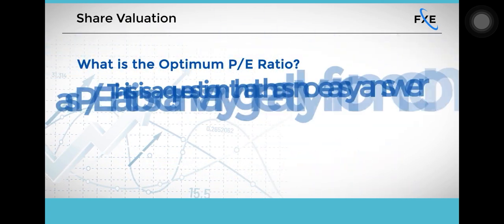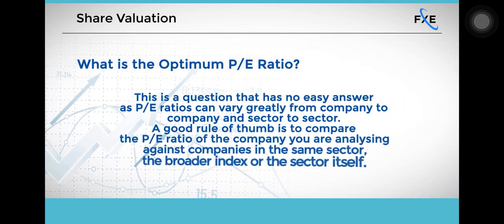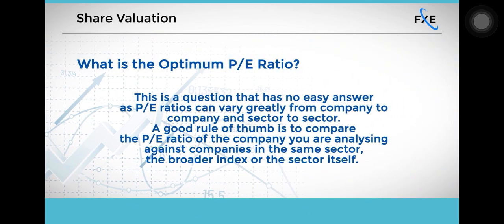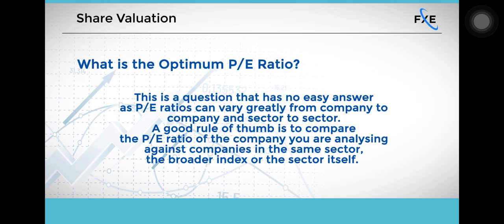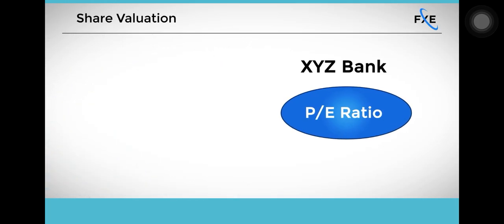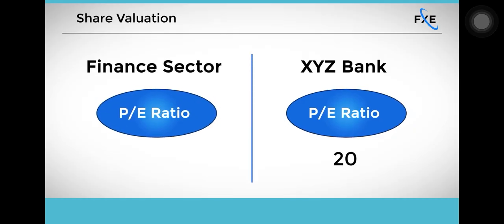So what is the optimum PE ratio? This is a question that has no easy answer, as PE ratios can vary greatly from company to company and sector to sector. A good rule of thumb is to compare the PE ratio of the company you are analyzing against companies in the same sector, the broader index or the sector itself. As an example, if XYZ Bank has a PE ratio of 20 and the finance sector index has a PE ratio of 28, this may indicate that XYZ is cheap relative to its peers and may outperform the sector in the future. Conversely, if XYZ Bank has a PE ratio of 37 and the finance sector index has a PE ratio of 28, this may indicate that XYZ is potentially expensive relative to the finance sector index and may fail to meet expectations or profit forecasts.